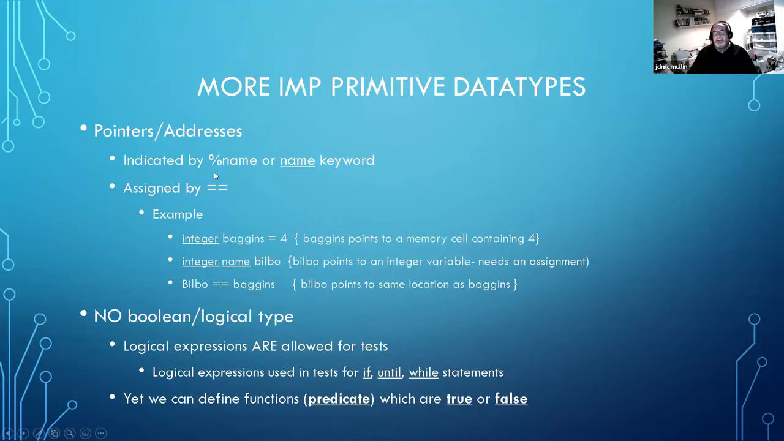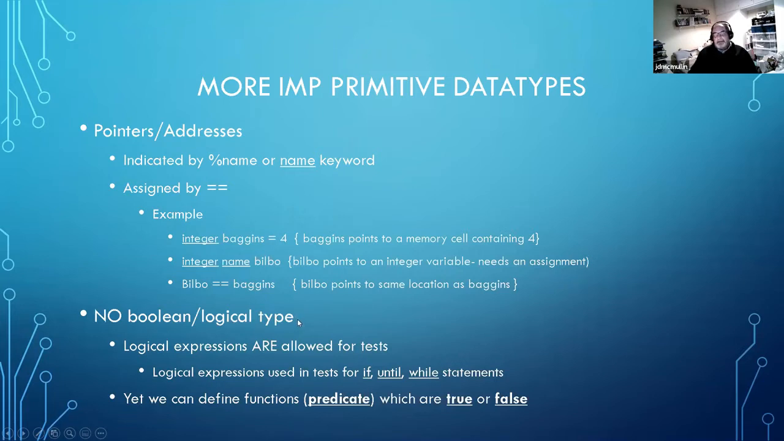Pointers, they're indicated by the name keyword, so that you can say integer name Fred. So Fred would then be a pointer effectively to an integer. You do assignments for pointers by using the double equals sign. So here, for example, you've got an integer, Baggins, which has the value 4. Integer name Bilbo. So Bilbo is a name, so it's a pointer, but hasn't been assigned any, where does it point to? And in this case, it's the assignment of Bilbo is going to point to where Baggins is. So therefore, if I wanted to print out the value of Bilbo, it would then show the value 4.